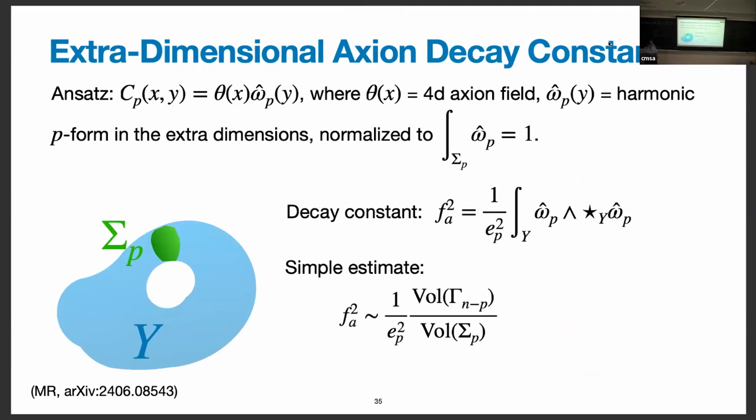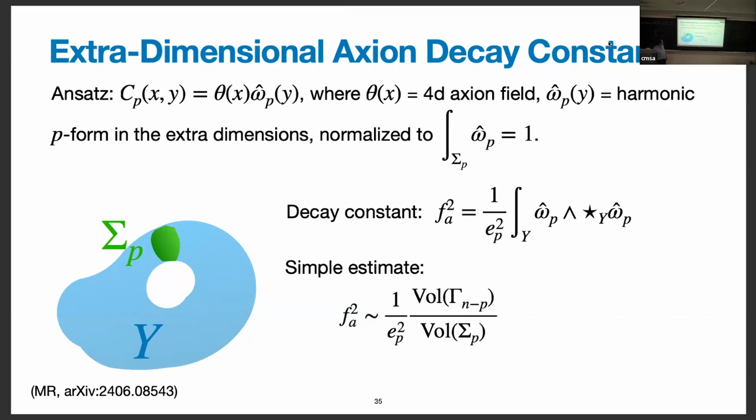Some other reasoning comes from thinking about the extra dimensional constructions themselves. I told you the axion comes from a mode of a higher dimensional gauge field. Specifically, we have some ansatz where the higher dimensional gauge field is like the axion times some sort of p-form that's a function of the extra dimensions. This is a harmonic form. And the thing we do to calculate the axion decay constant is integrate this form wedge star of this form over the extra dimensions. Now, in general, this is a complicated geometry problem, especially if you don't have supersymmetry or something to calibrate your answer.